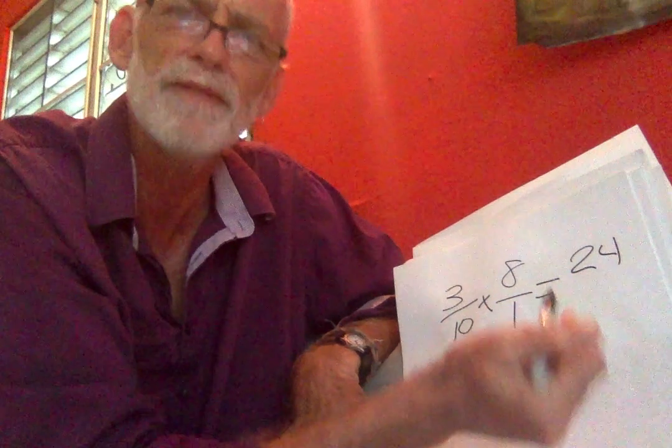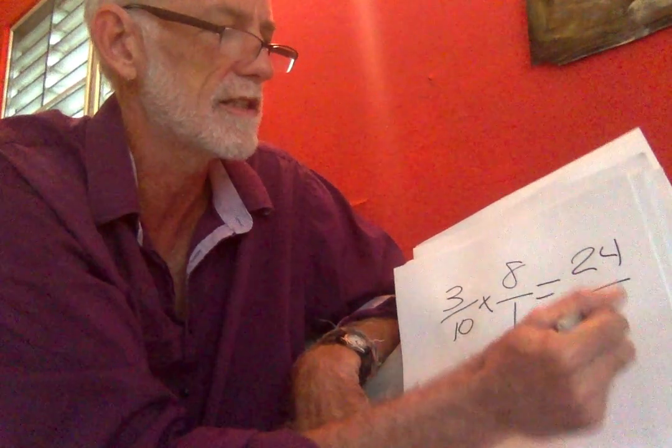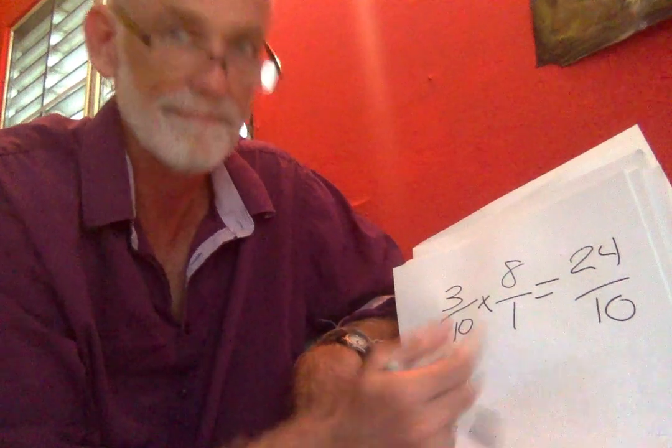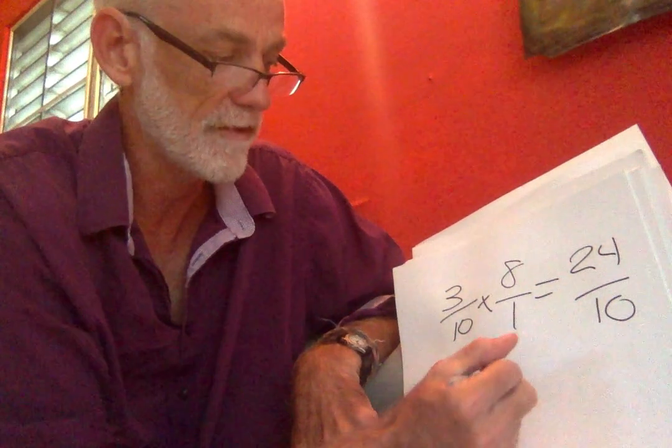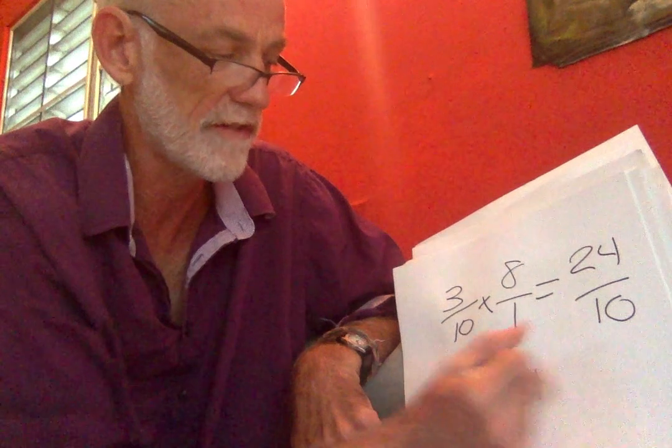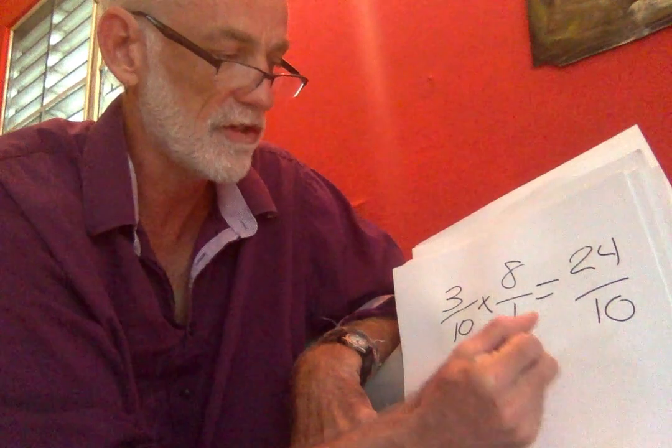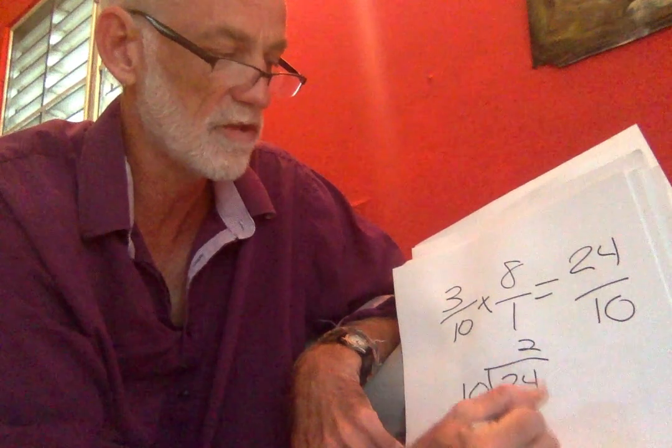Second one, 3/10 times 8. Change it into a fraction. 3 times 8 is 24. Again, 24 again. What's up with that? 10 times 1, 10. How many times can you put a 10 into 24? 2. You want to do it this way? 24 divided by 10. 2. 2 times 10 is 20.